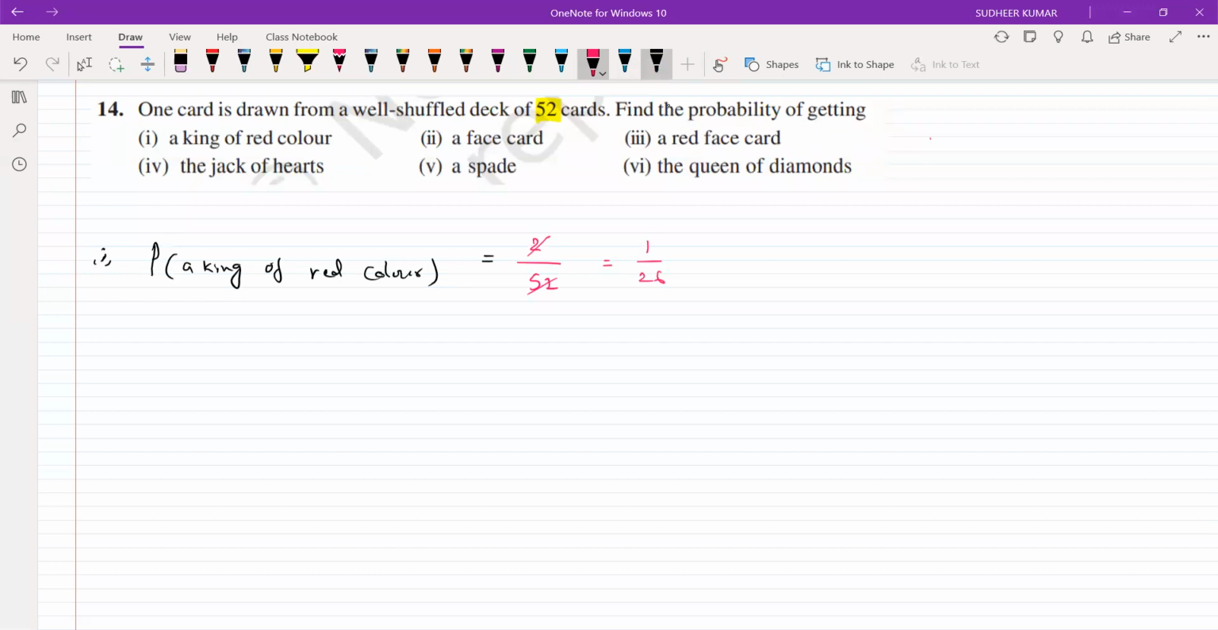And the next one is the probability of getting a face card. How many face cards are there? Face cards means 12. Every shape has 3, and there are 4 shapes, so 3 times 4 is 12. So the total number of face cards is 12, and total possibilities are 52. Therefore, the probability of getting a face card is 12 by 52.